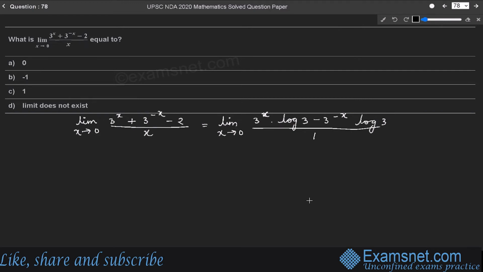So by using L'Hospital's rule, it will be equal to 3 to the power 0 into log 3 minus 3 to the power 0 into log 3, which is equal to 0. We have used L'Hospital's rule here. So the value will be 0. So the correct answer for this question is option A, which is 0. This was a question from limits and it is a very simple question.